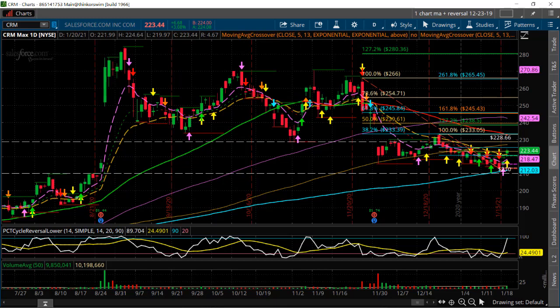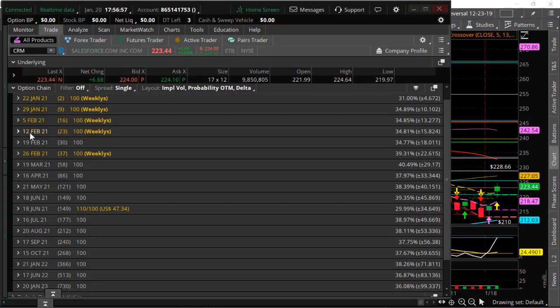So let me walk you through the trade setup. I'm going to go out tomorrow and look at the 12 February series, 23 days till expiration. You can see the expected move is plus or minus 15.82. That tells us, based on the option model, that over the next 23 days CRM could potentially go up almost $16 to the upside. That would put it up to 230, about 233, almost 235 to 240 area, and that's kind of our target to get into that 50 moving average.